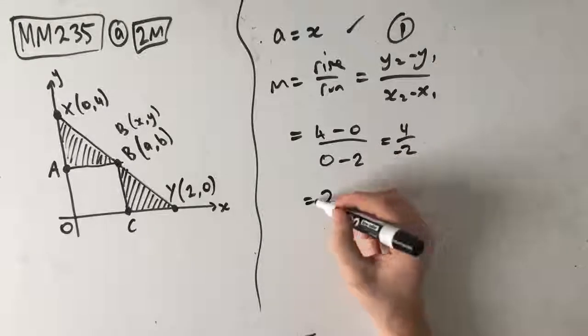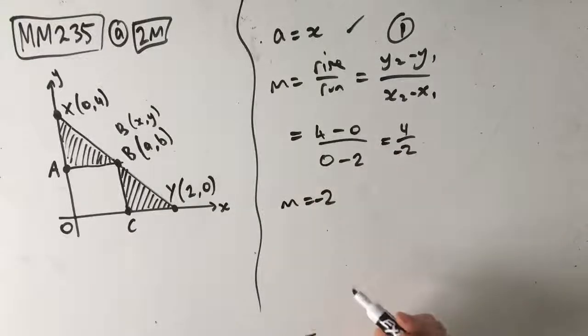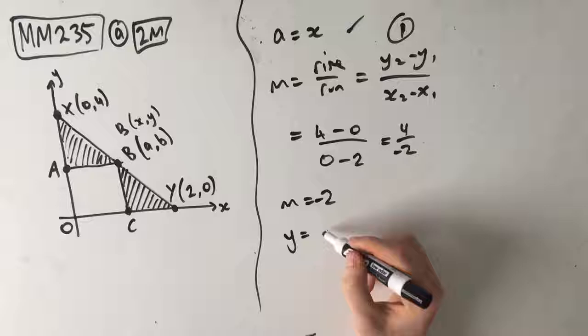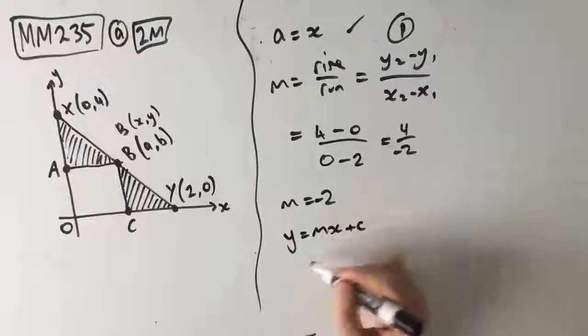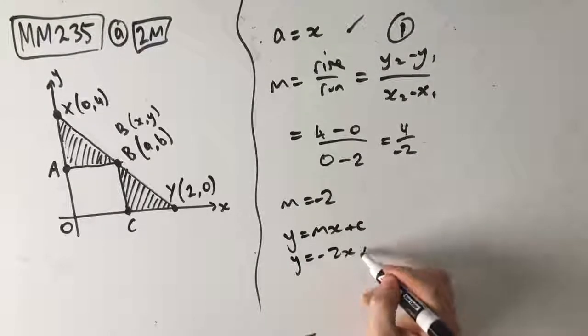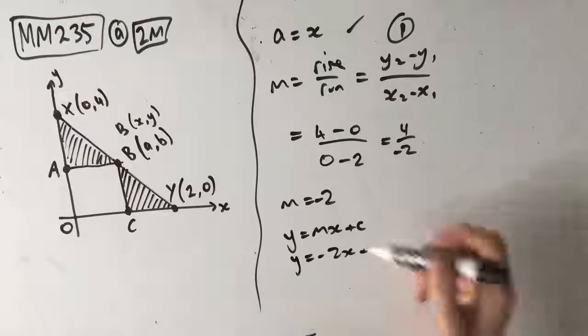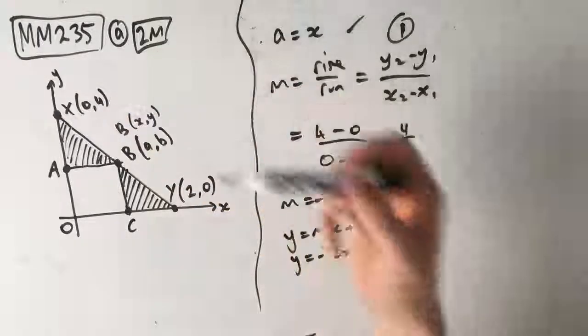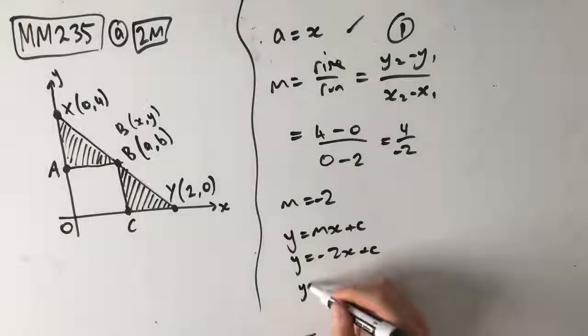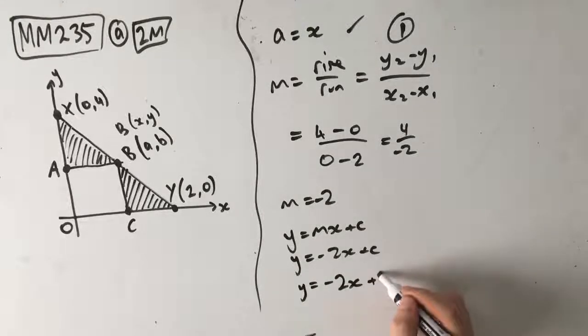Sorry, 4 on negative 2, which is negative 2. So our gradient is negative 2, which means that in our y equals mx plus c form, we get y equals negative 2x plus c. And keep in mind that our c value is our y-intercept. That means that our y-intercept is (0, 4), so our c value is 4. So our equation is y equals negative 2x plus 4.